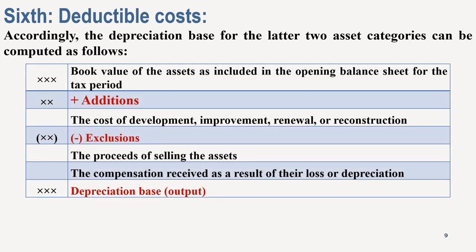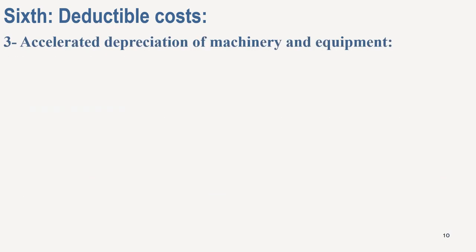First item is book value of the assets as included in the opening balance sheet for the tax period, plus the cost of development, improvement, renewal, or reconstruction, minus the proceeds of selling the assets, and also minus the compensation received as a result of their losses or depreciations. The outcome is depreciation base.